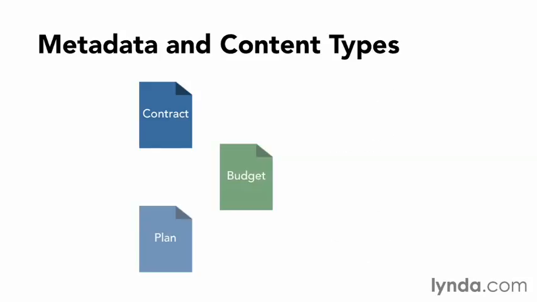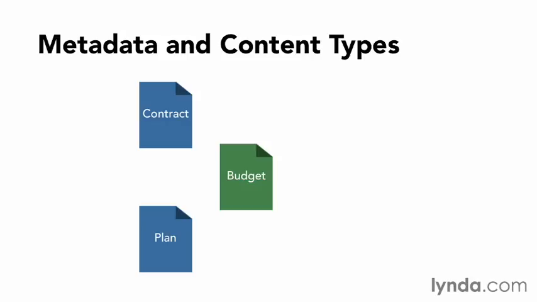If I take any one of these documents and move it to another library, its metadata is going to go along with it because the metadata is part of the content type. So even if I move it to a library that doesn't have any of these columns in it, the metadata will still be attached to the document. This is really exciting stuff.